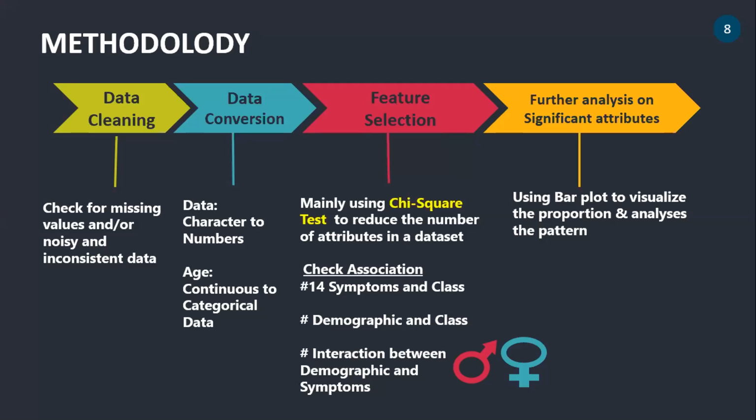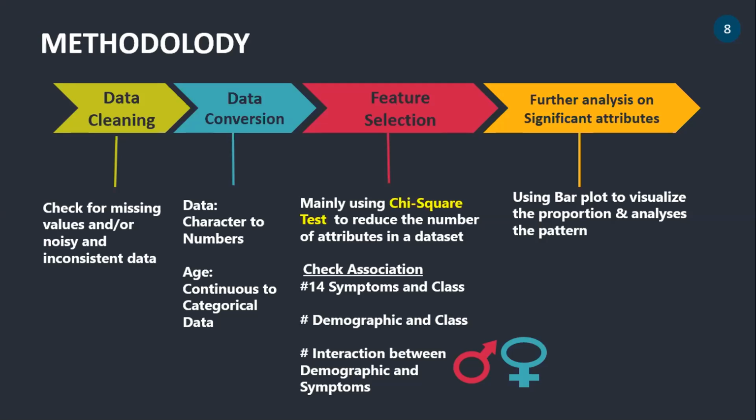And then next, we do data conversion. Because most of our variables are in character form, yes or no, we convert characters to numbers. For example, yes is 1, no is 0, and so on. For age, the numeric data, we change the continuous values to categories, where each class has about a 20-year gap.